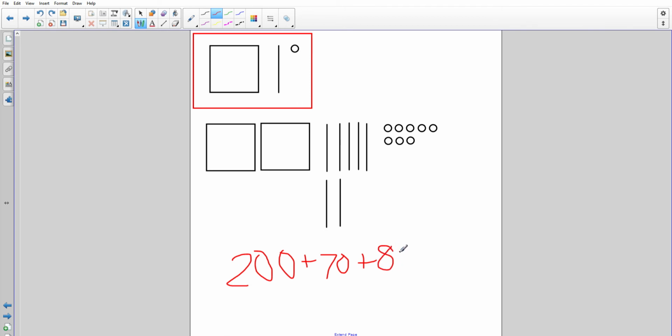So if I put those together, this picture represented by 2 boxes, 7 10 sticks, and 8 ones is the same as 200 plus 70 plus 8. So I'm going to put a 2 in the hundreds place, a 7 in the tens place, and an 8 in the ones place, giving me the number 278. And that is what this represents.